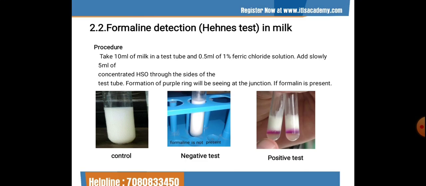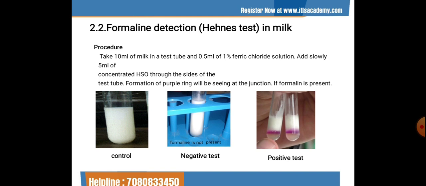The next is the formalin detection test in milk. For the formalin detection test, we have to take 10 ml of milk in a test tube and add 0.5 ml of 1% ferric chloride solution. Add slowly 5 ml of concentrated H2SO4 through the sides of the test tube. Formation of a purple ring will be seen at the junction if formalin is present.